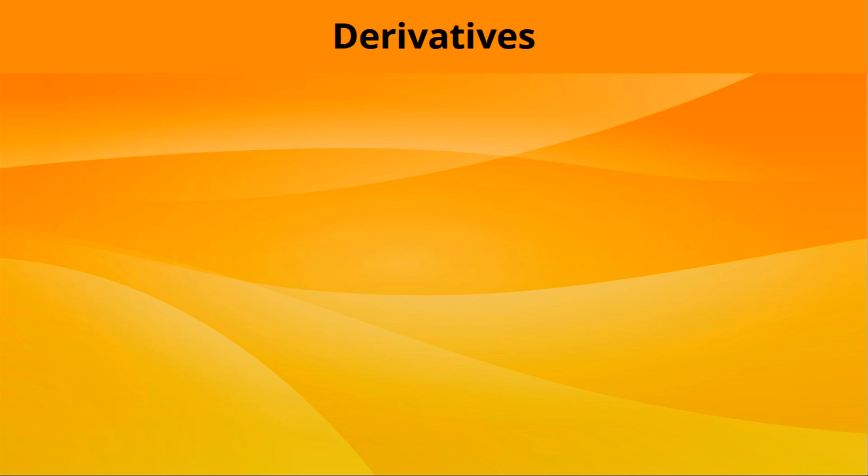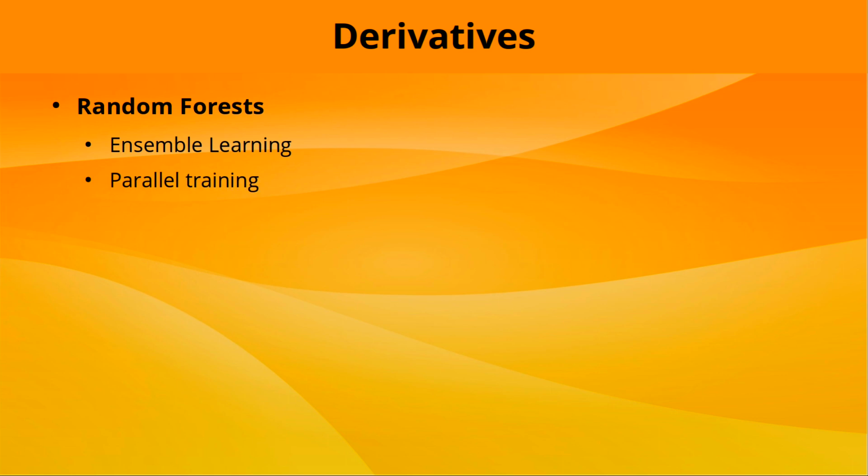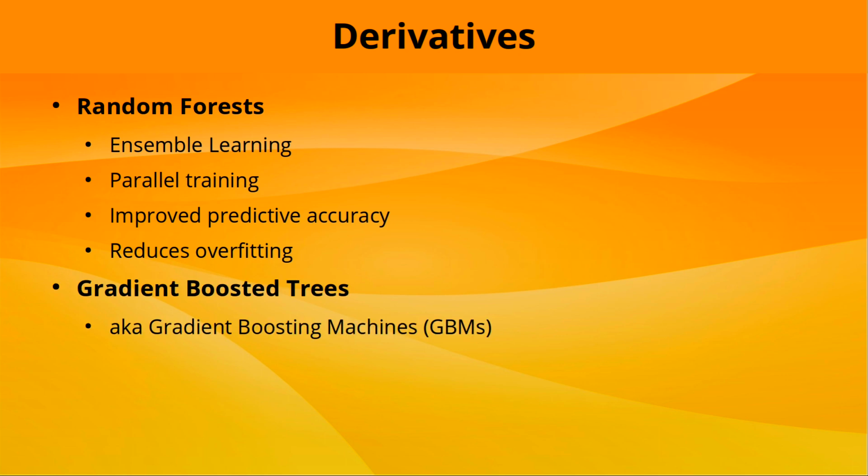Decision trees have given rise to various derivatives that aim to enhance their performance or address specific challenges. Random forests employ an ensemble of decision trees, trained in parallel, to improve predictive accuracy. By combining the predictions of multiple decision trees, random forests can reduce overfitting and provide more robust predictions. Gradient-boosted trees, also known as GBMs or gradient boosting machines, sequentially train decision trees to minimize the prediction error. Each subsequent decision tree in the ensemble corrects the errors made by the previous trees, leading to increasingly accurate predictions.